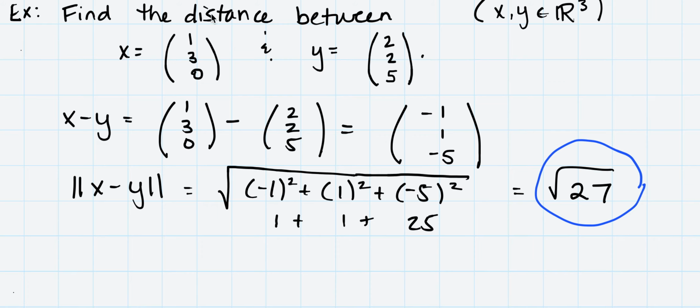Now you can do this for Rn. Remember, if we have n things here and n things here, you would just subtract them like we did here and then square each piece. So square this one, and all n of them, add them together, and take the square root.